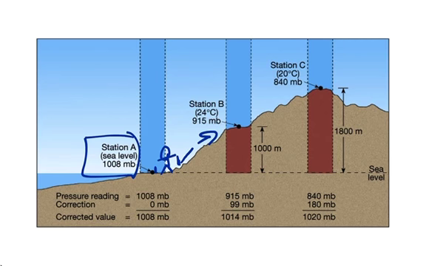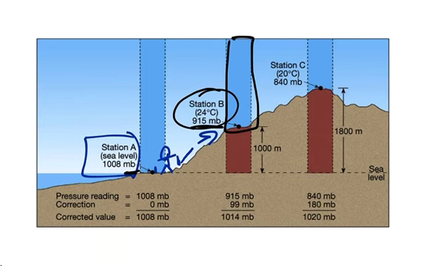Okay, so we're still going up the hill. Notice at station B, we have 915 millibars. Notice we have yet another unit for measuring pressure. Again, there's a smaller column of gas above us, right? And so the pressure decreases. Notice what's also happening to our temperature. Our temperature is going down.